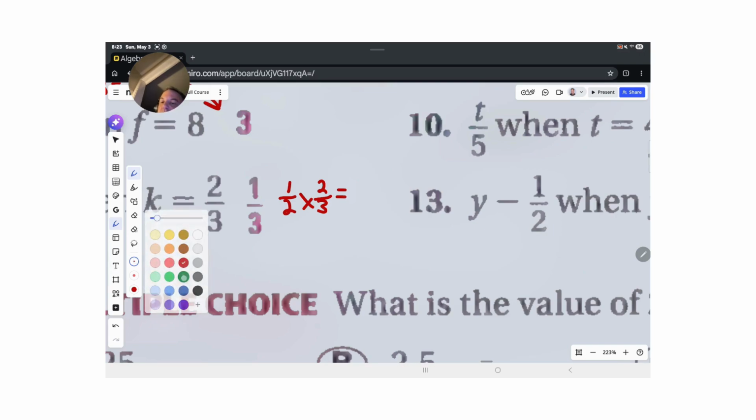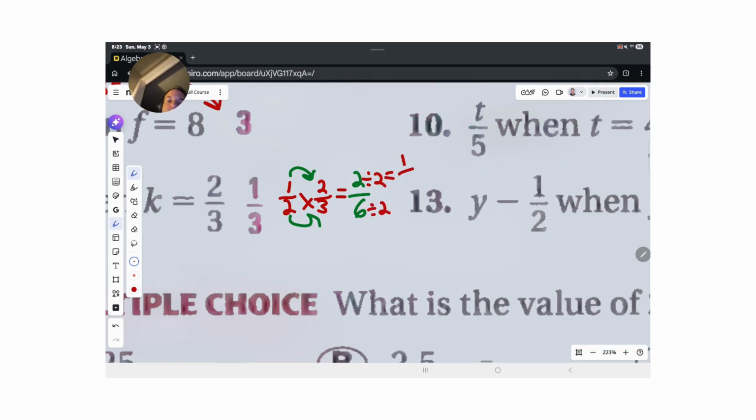We can multiply straight across. 1 times 2 is 2. 2 times 3 is 6. 2 over 6. Now this can reduce. We can divide both 2 and 6 by our greatest common factor here, which will be 2. 2 divided by 2 and 6 divided by 2 will get us to 1 over 3, or 1/3.